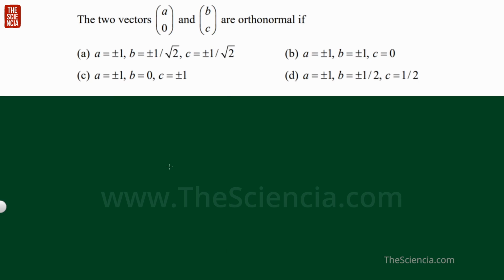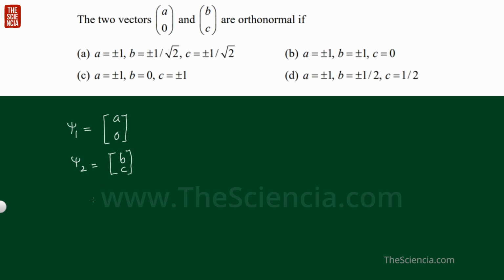Here in this question, two vectors are given and it is specified they are orthonormal, and we are asked to find out, if they are orthonormal, what are the values of A, B and C. Here I am representing these two vectors as psi 1 and psi 2, where I am calling psi 1 equal to the matrix A, 0 and psi 2 equal to the matrix B, C.